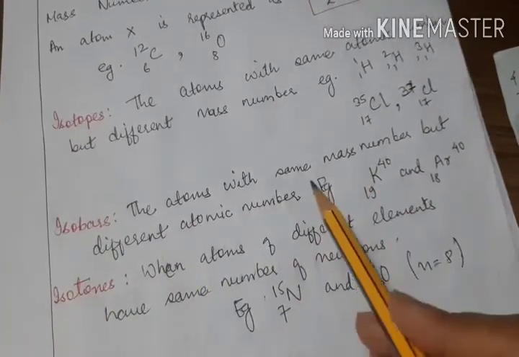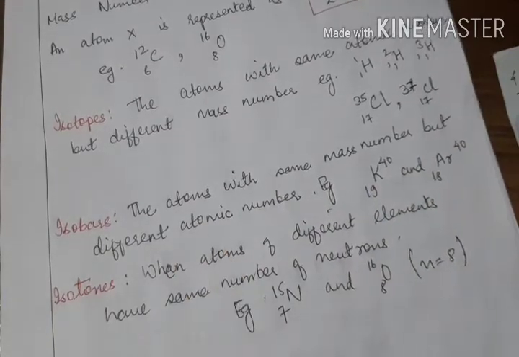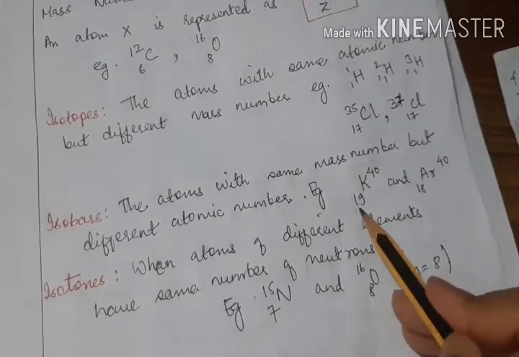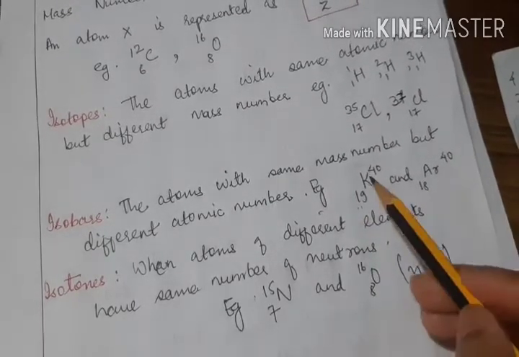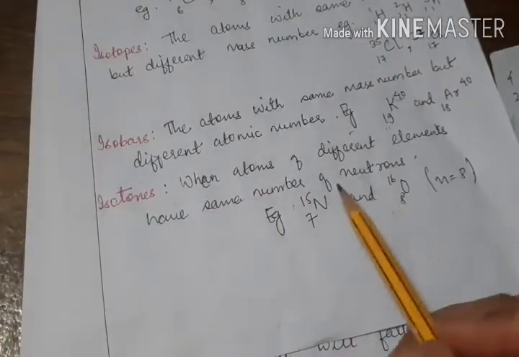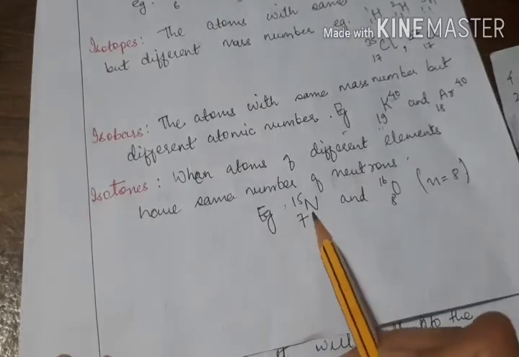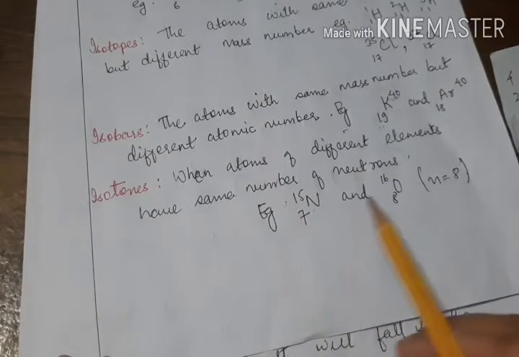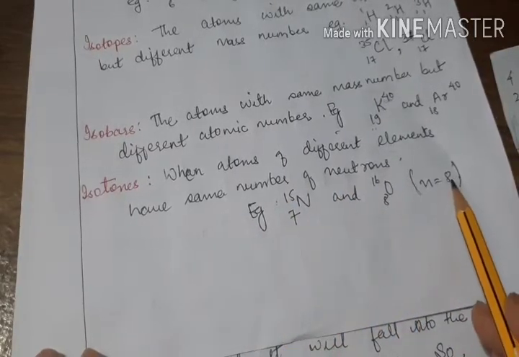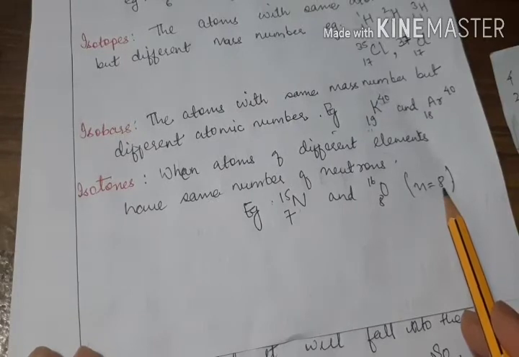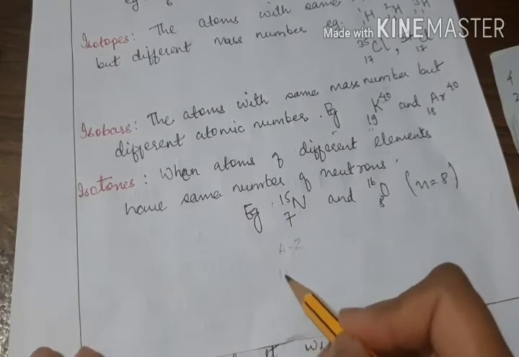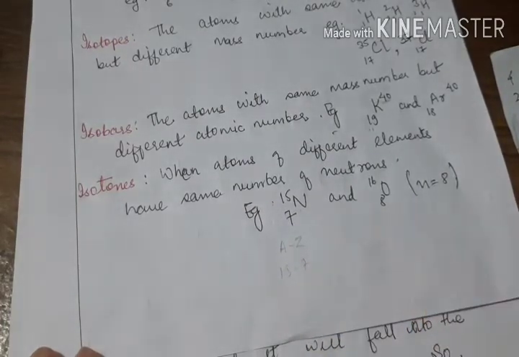Isobars are the atoms which have the same mass number but different atomic number. So this is potassium and this is argon. Have a look. The atomic numbers are different, they are different elements, but their mass numbers are the same. And isotones have the same number of neutrons. Like for example, nitrogen 15 and oxygen 16. If you calculate the number of neutrons, you'll find it is 8. I hope you know how to find the number of neutrons. How do you do it? A minus Z. So 15 minus 7 here, 16 minus 8, is your 8.